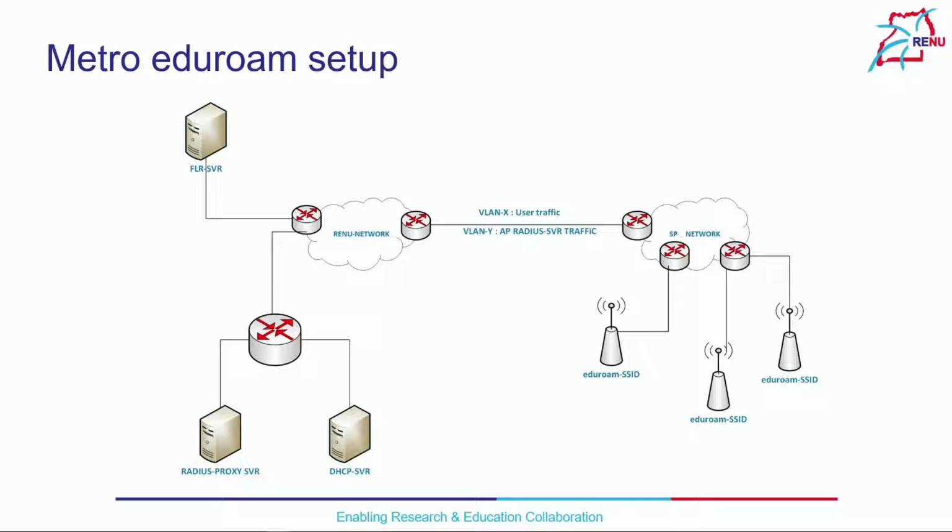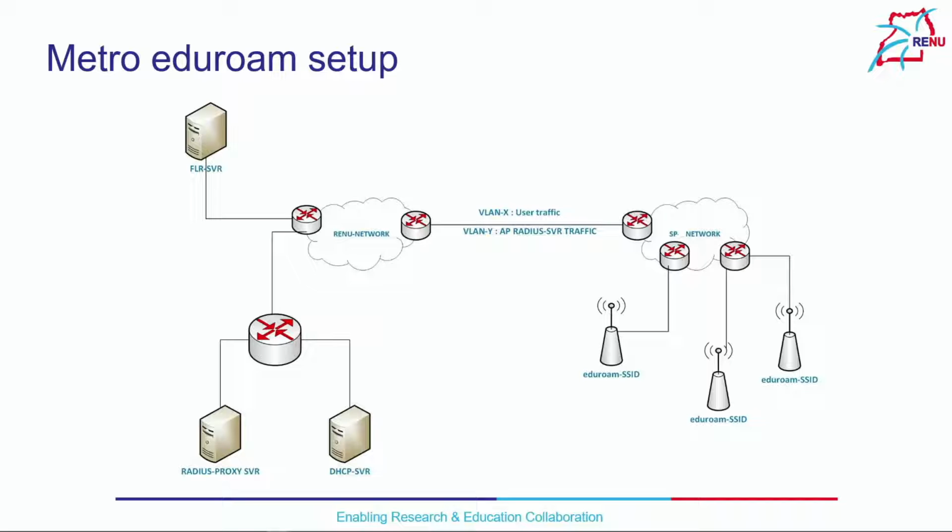And then for the Metro Edirom setup, we have, say, a service provider A, which has all the access points connected in the different parts of the country. Then from that service provider, we have two VLANs that are passed on to our network. This means that whatever traffic we are using in Metro Edirom still goes through the Renu network. So you're basically using our network on Metro Edirom. We have two VLANs, one passing the user authentications, and the other passing the user traffic.